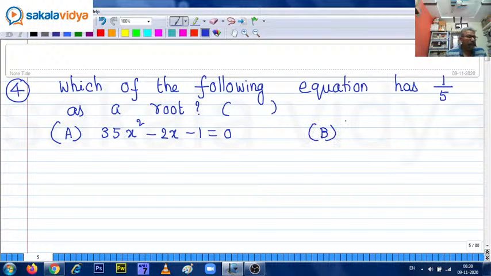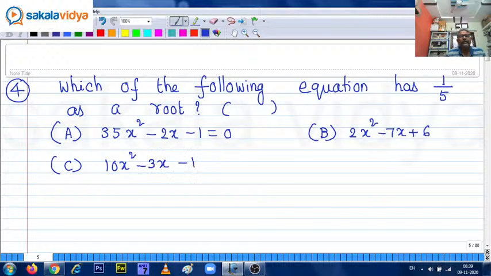Option B is 2x square minus 7x plus 6. Option C is 10x square minus 3x minus 1 equals to 0. Option D is 35x square plus 2x minus 1 equals to 0.